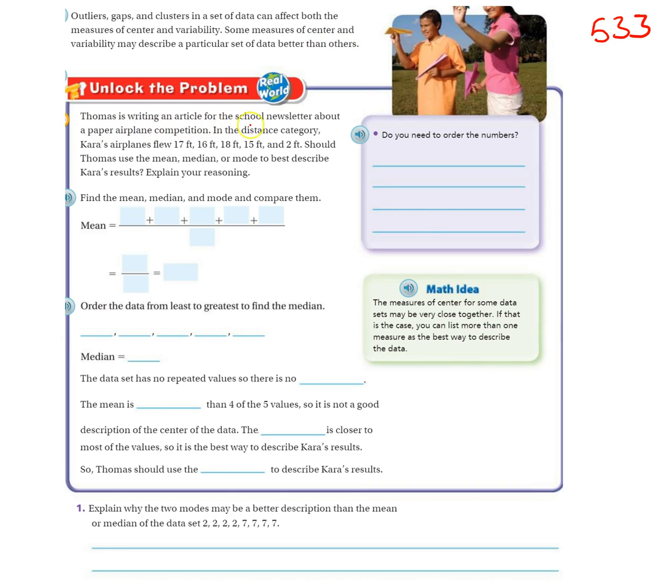Thomas is writing an article for the school newsletter about a paper airplane competition. In the distance category, Kara's airplanes flew 17 feet, 16 feet, 18 feet, 15 feet, and 2 feet. Should Thomas use the mean, median, or mode to best describe Kara's result? Explain your reasoning. Do you need to order the numbers?